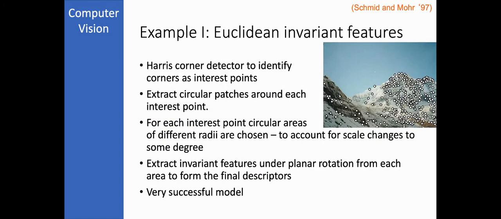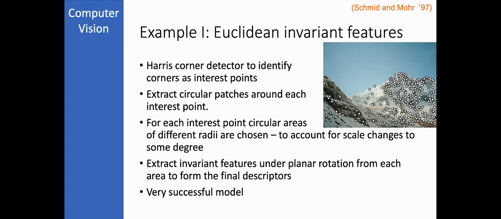Instead, we will see two different examples of how these ideas are used in practice. The first one is called Euclidean invariant features. That was proposed in 1997, so it's quite an old idea, but it was quite useful. The idea is you take an image and you apply the Harris corner detector to identify corners as interest points. Then you extract circular patches around each interest point. For each interest point, you extract circular areas of multiple radii, so that you can account for scale changes to some degree.